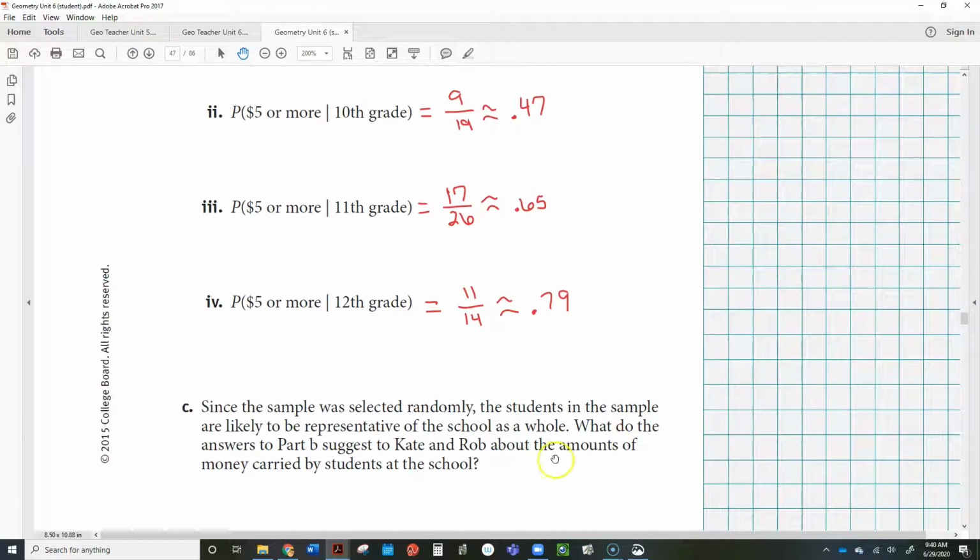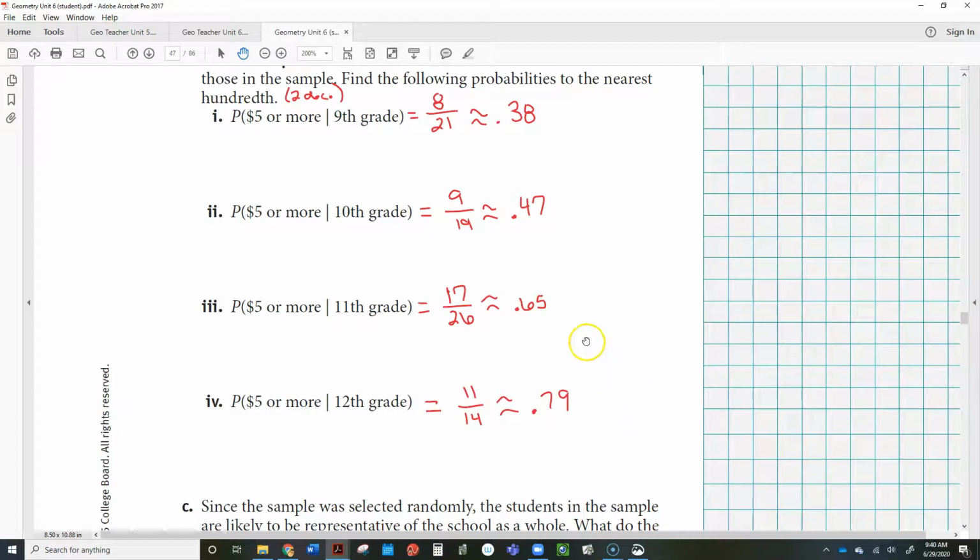Since the sample was selected randomly, the students in the sample are likely to be representative of the school as a whole. That's kind of a rule for probabilities. Random is good. What do the answers to part B suggest to Kate and Rob about the amounts of money carried by students at the school?